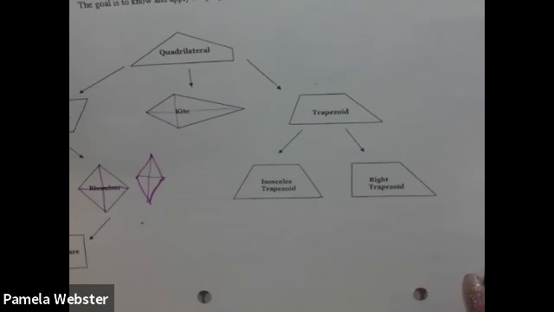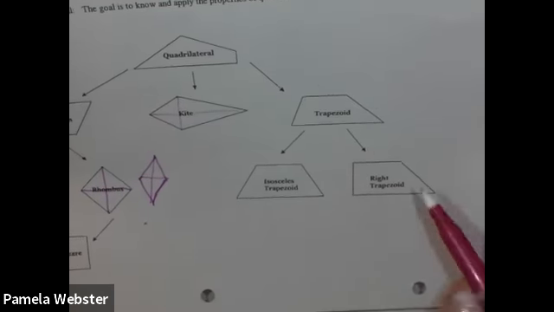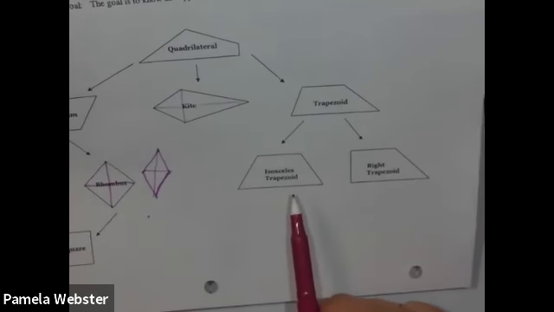All right, on the other side is the trapezoids. He's kind of on his own because he only has one set of parallel sides, okay? And then inside of it, you see the two special ones.